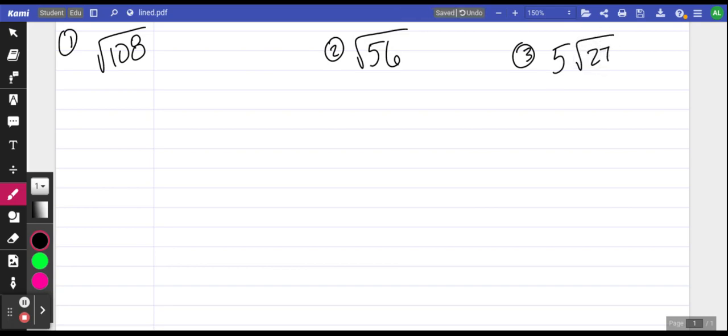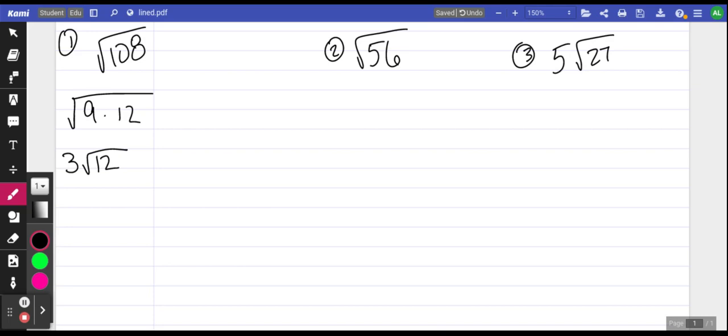So 108. If I'm thinking about my perfect squares, I know, okay, well, that's 9 times 12. Okay, I'm kind of making a mistake on this one on purpose. I know the square root of 9 is just going to be 3. That's going to come out, so 3 square root of 12. Right, that feels like we should be done, right? We took the square root of one of the factors, but if we really think about this for a second, we're not quite done because 12 has a square root factor.